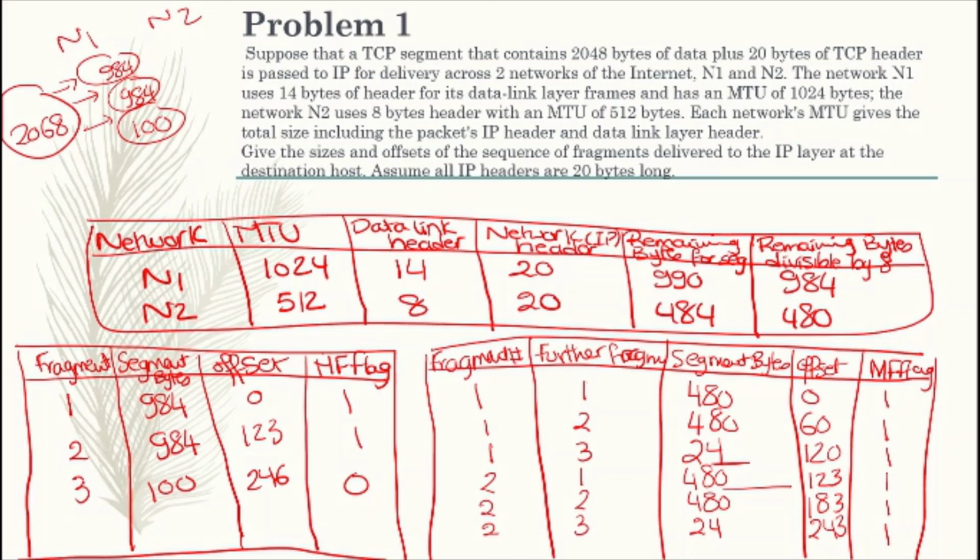As for fragment 3, does it need to be further fragmented? No, it doesn't, as it's of size 100, and the maximum segment size that could be sent in N2 is 480, so I don't need to further fragment the third fragment. So here, I don't need any further fragmentation, so the segment bytes will be 246 as is. And how to get the offset? We simply add up all the bytes that have been sent before, divided by 8. We'd get an offset of 246. Finally, in this fragment, the more fragments flag will be set to 0, as we have no more fragments for this file. This is all the file that is sent.